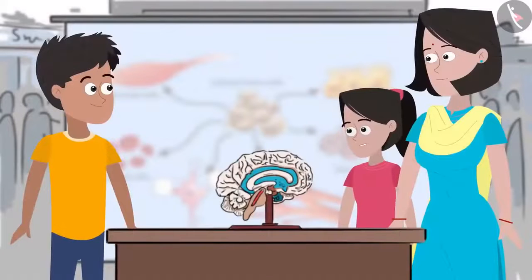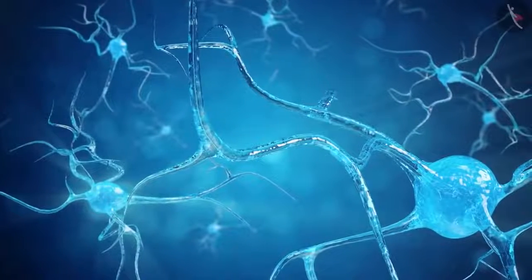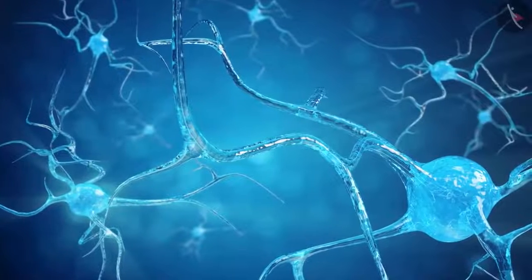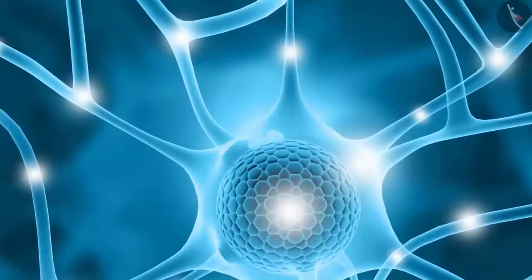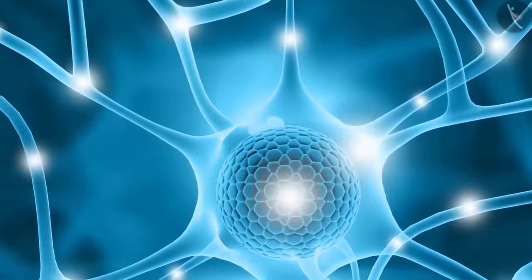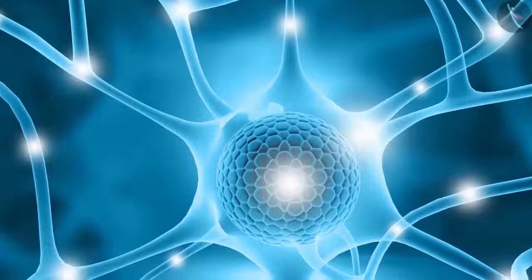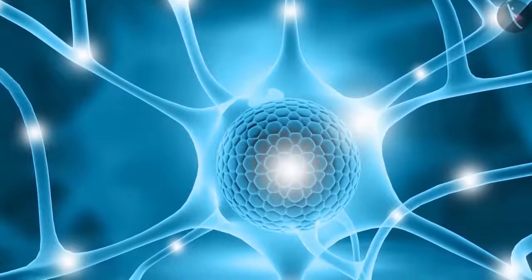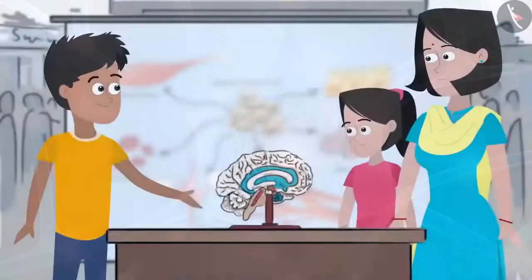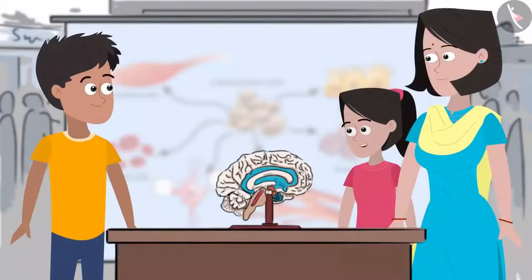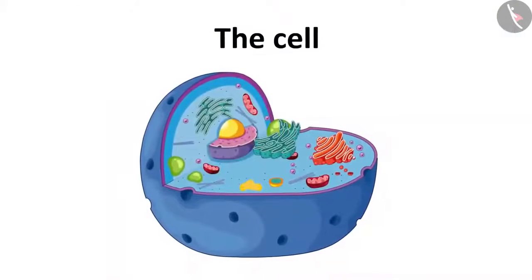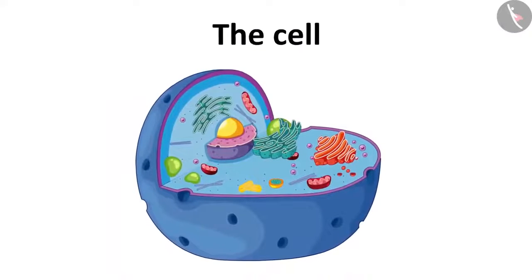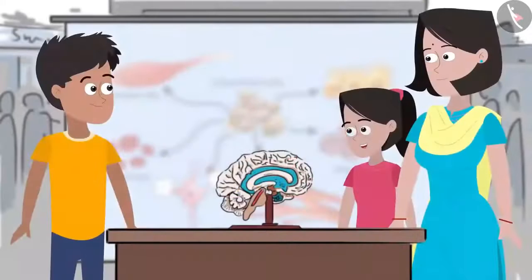Yeah, and what is this? Brain cells, neurons. Oh, here I'm showing the cells that the brain is made up of. They are called neurons. Cells? Oh yes, the basic building blocks of life that form the organs and other parts of any living organism.